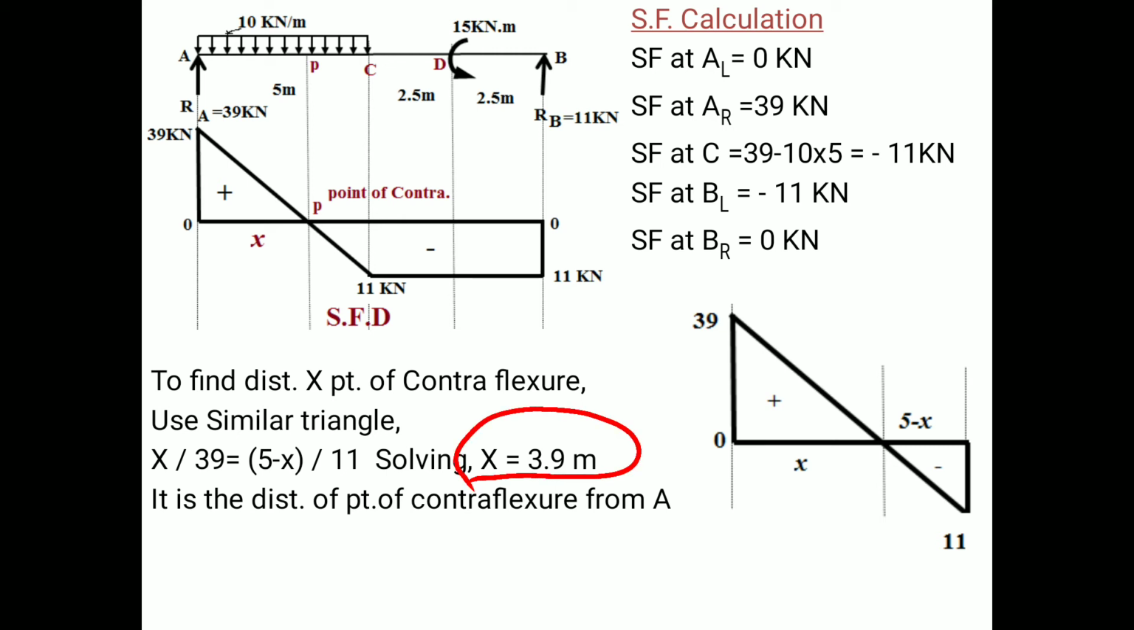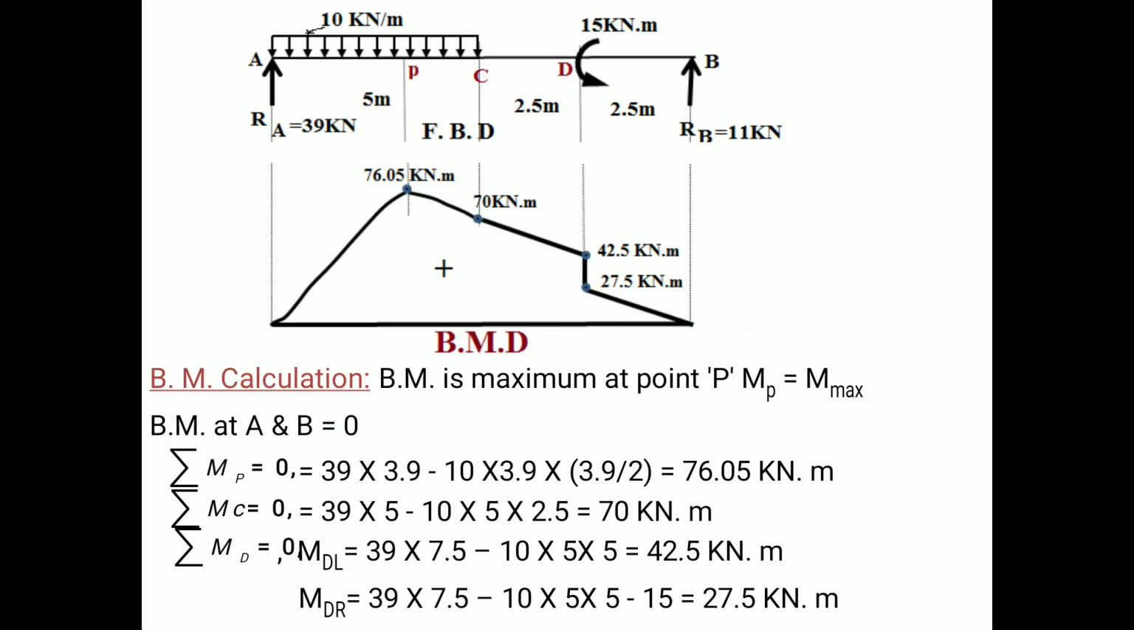That is, it is at a distance x from support A where shear force is 0. So at a distance of 3.9 meter from support A, we have shear force value equal to 0. As shear force is 0, at that point we will get maximum bending moment while calculating the bending moment. Next step is bending moment calculation. Bending moment at the end is always 0. Therefore, at A and at B, we have bending moment equal to 0.